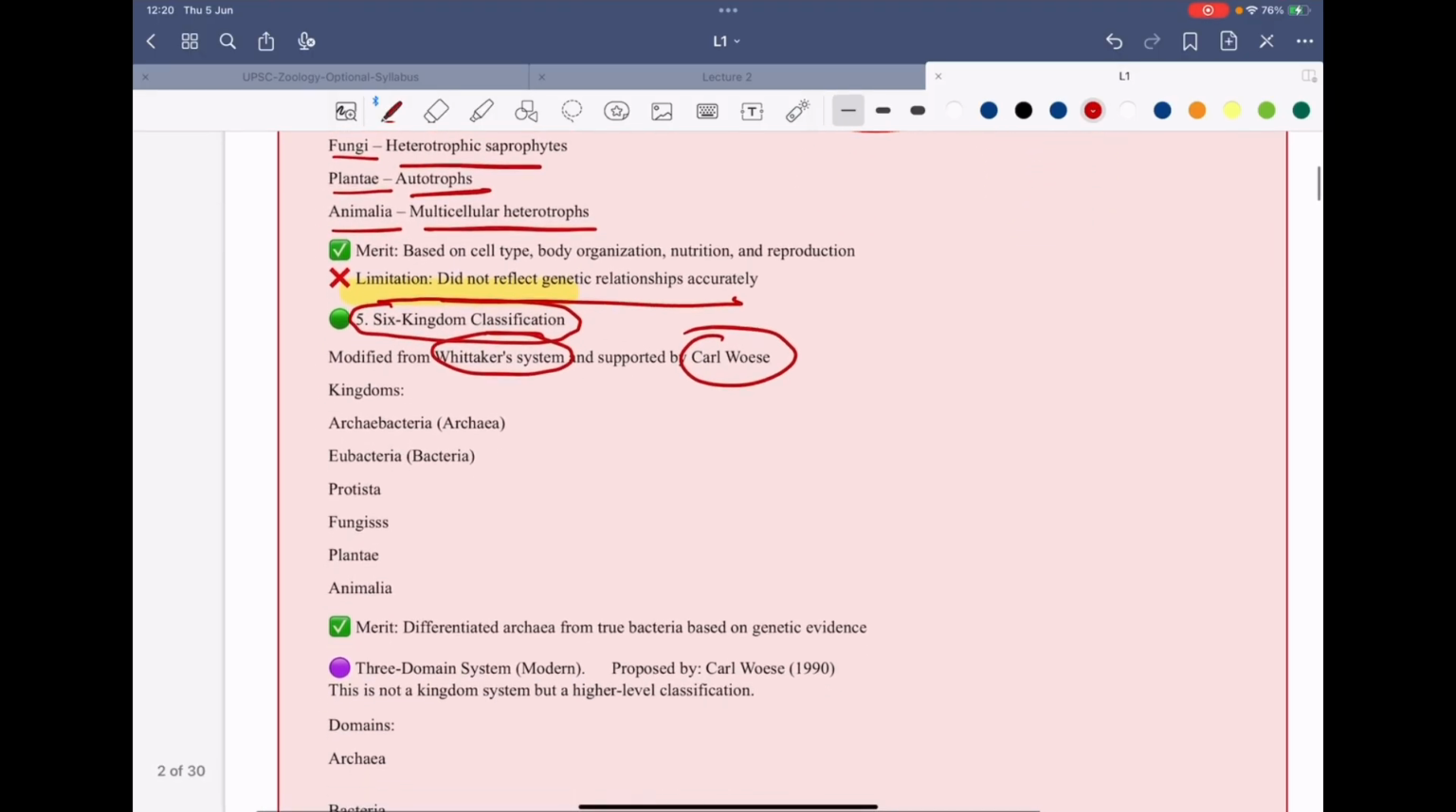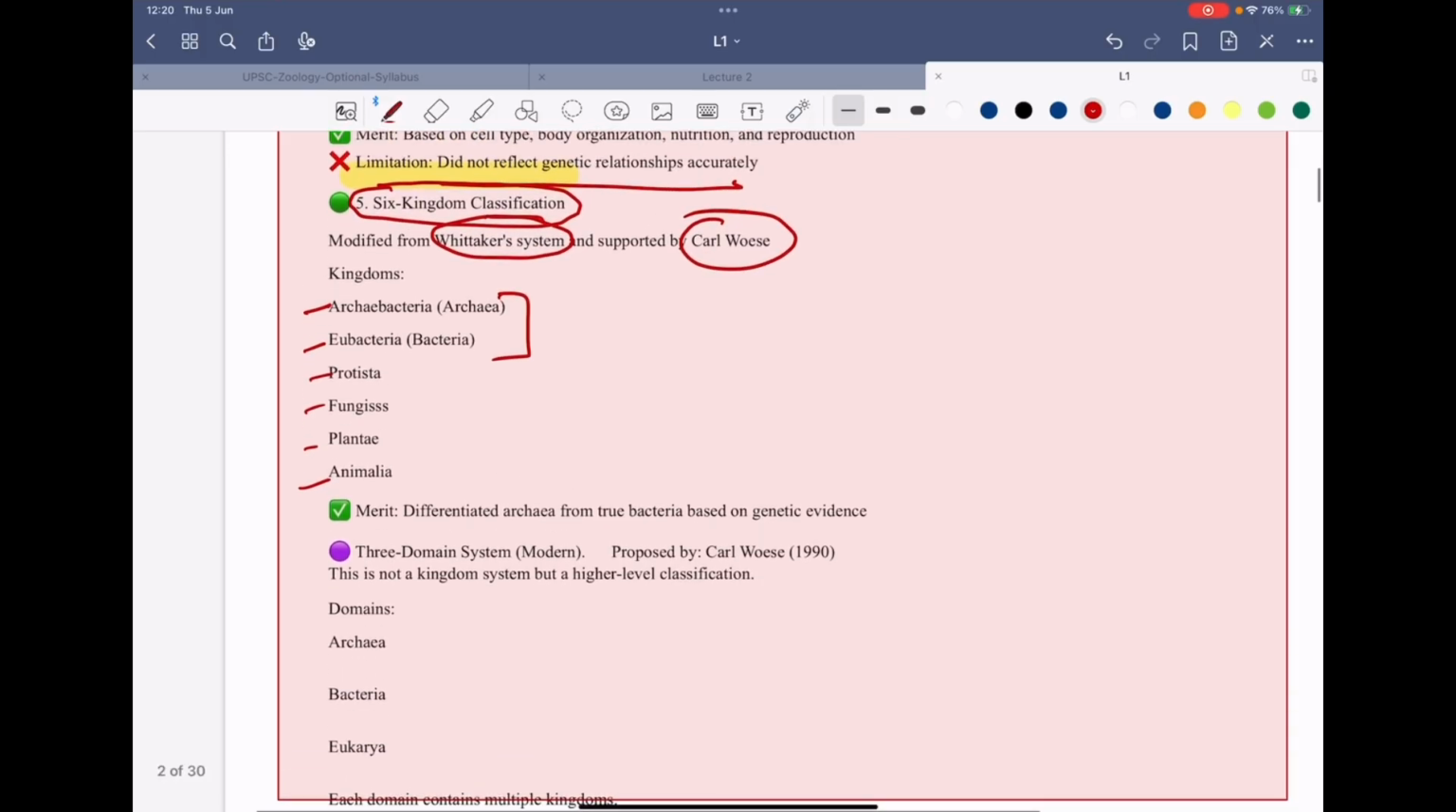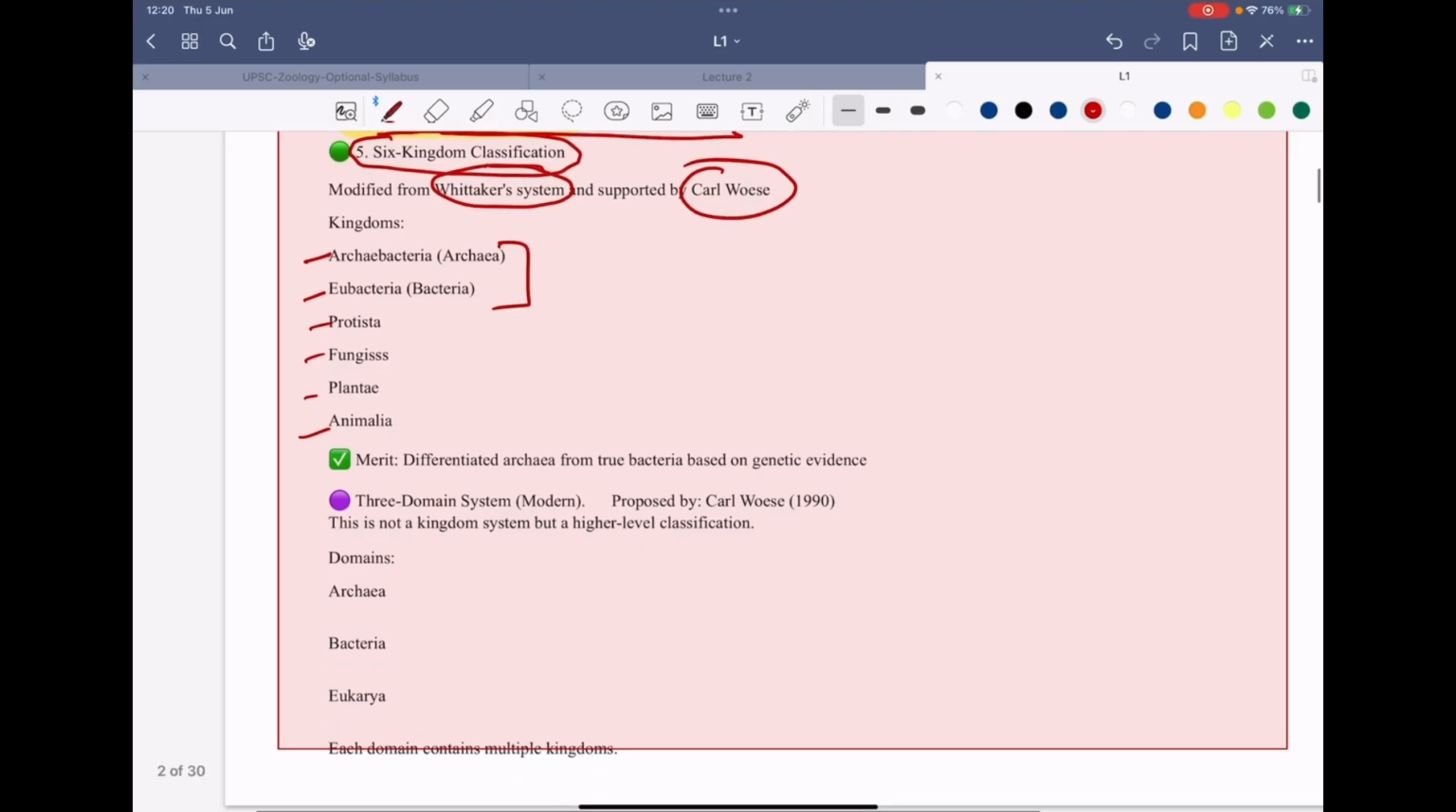In this system, there is Archaebacteria, Eubacteria, Protista, fungi, plantae, animalia. So the difference was here. Protista was there, fungi was there, plantae and animalia were also there, but Archaebacteria, the primitive type of bacteria, and Eubacteria, which had different lineages, were given separate kingdoms in the six kingdom classification. So it had the first quality of differentiating between the true bacteria and the Archaebacteria.